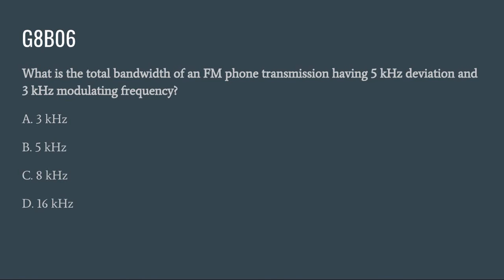2300 Hz. G8B06, what is the total bandwidth of an FM phone transmission having a 5 kHz deviation and 3 kHz modulating frequency? A. 3 kHz. B. 5 kHz. C. 8 kHz. Or D. 16 kHz. Correct answer would be D.